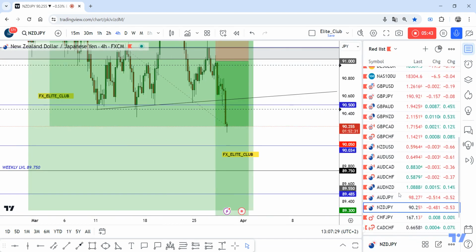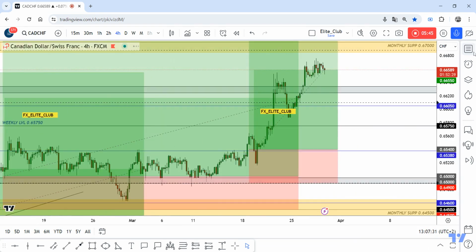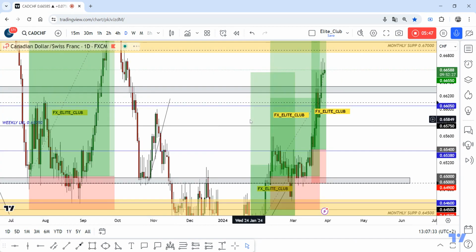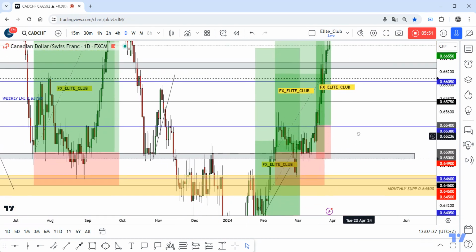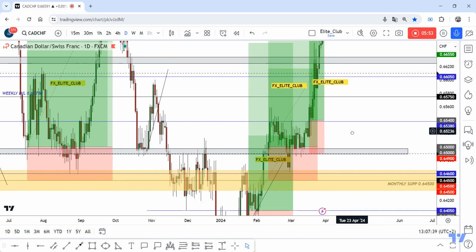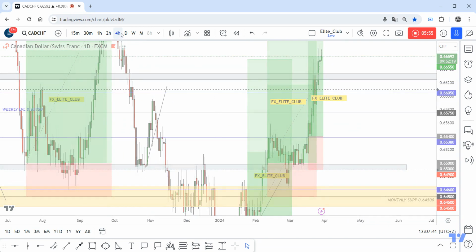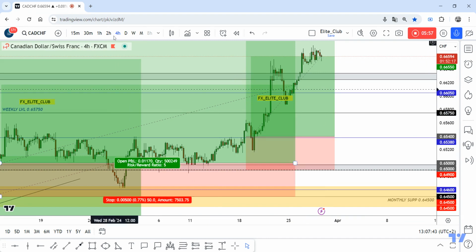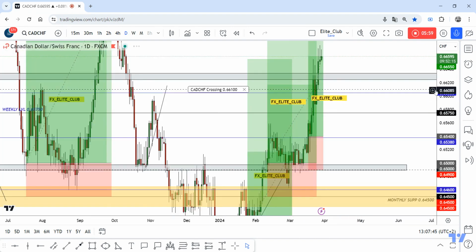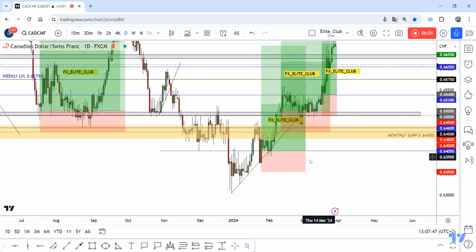Also, I have many CAD CHF entries. I shared a lot with you guys. I think I shared two entries. The first one closed 250 pips, second one 200 pips, third entry I had 120 pips, where I entered all those entries.